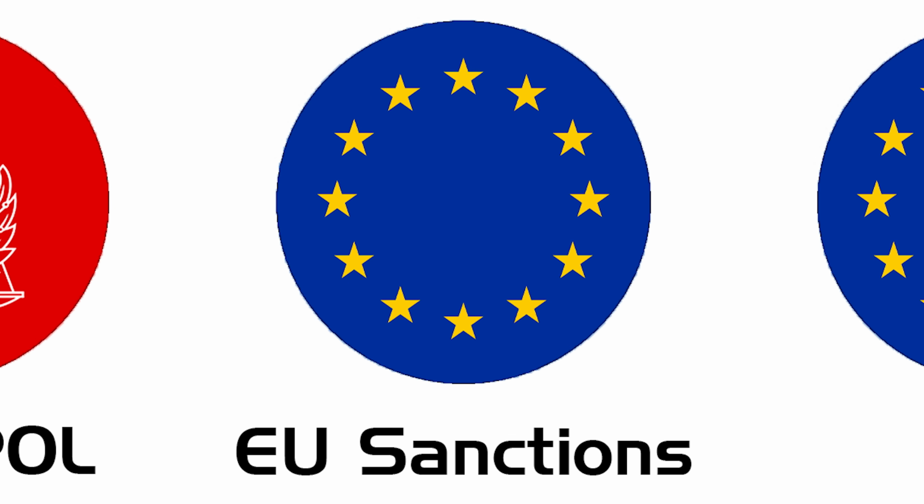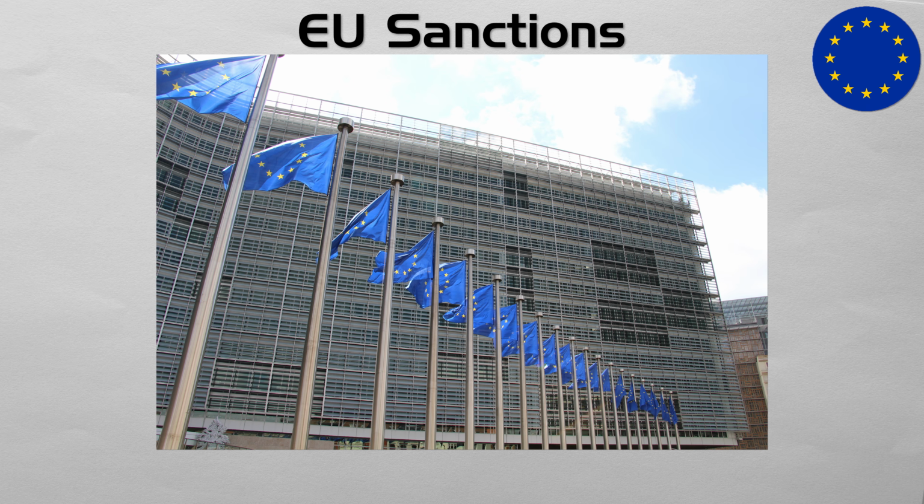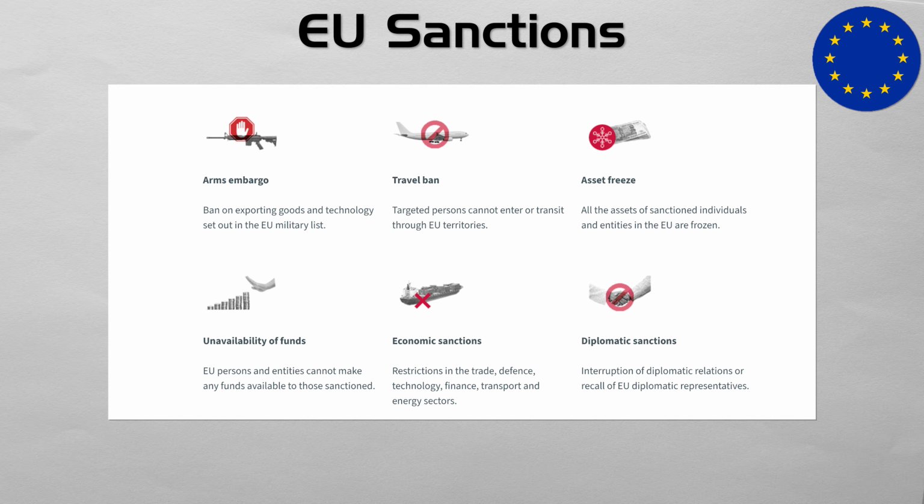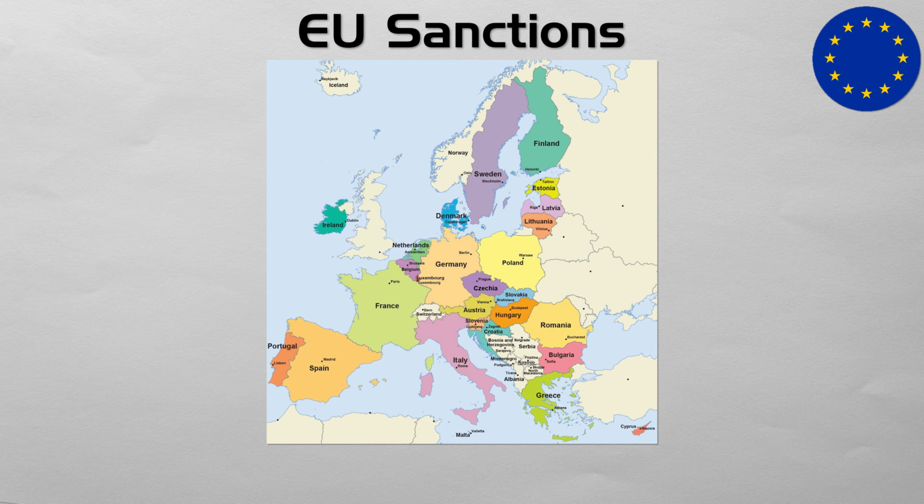EU Sanctions. This is the European Union's primary sanctions watch list. Similar to the UN list, it contains the names of all individuals and entities subject to EU financial sanctions. These can be persons linked to terrorism, the proliferation of weapons of mass destruction, or those responsible for human rights abuses. The list is legally binding across all 27 EU member states, requiring all banks and businesses within the EU to freeze the assets of and prohibit any financial transactions with the designated parties.